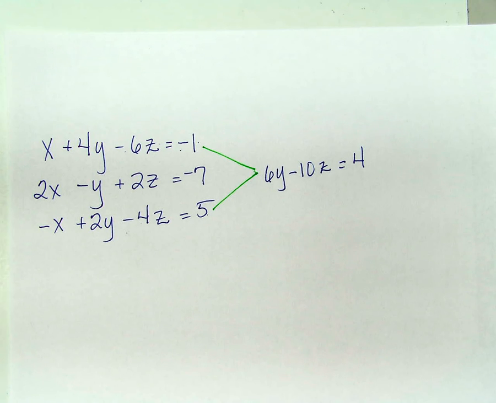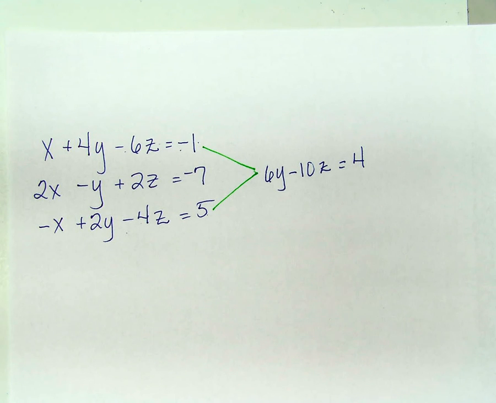But what did it give me? It gave me an equation with y and z. If I have one equation with y and z, what do I need? Exactly. I need another equation with y and z. Got to have at least 2 equations for 2 variables, right? So that means I have to eliminate the x again.